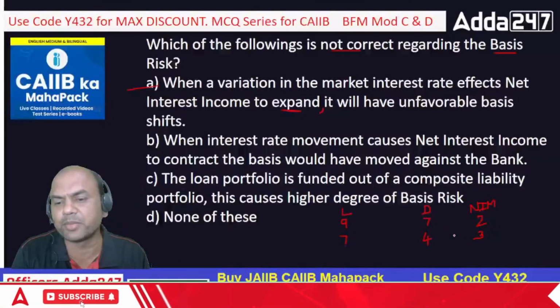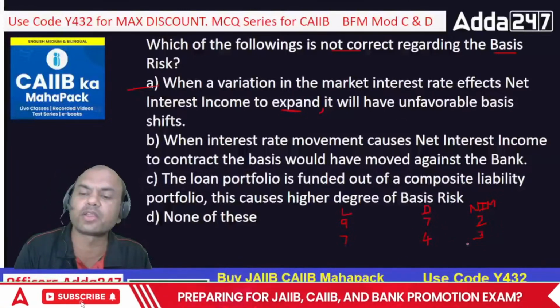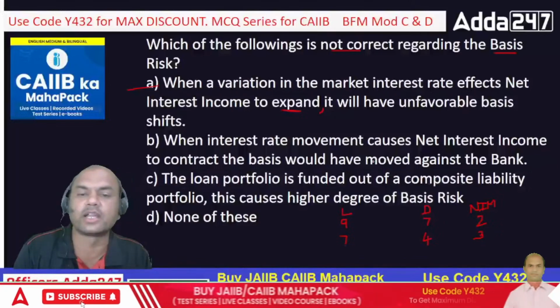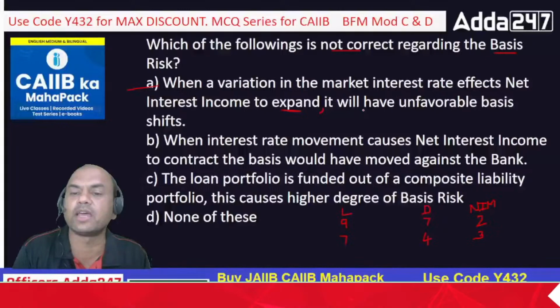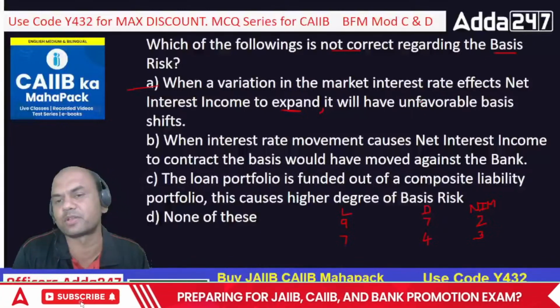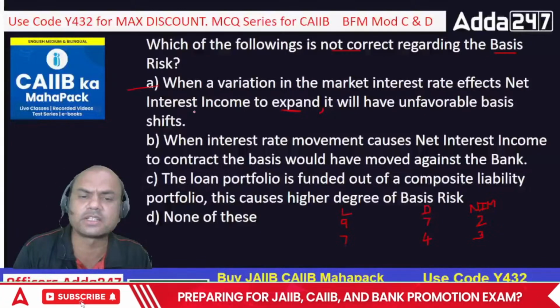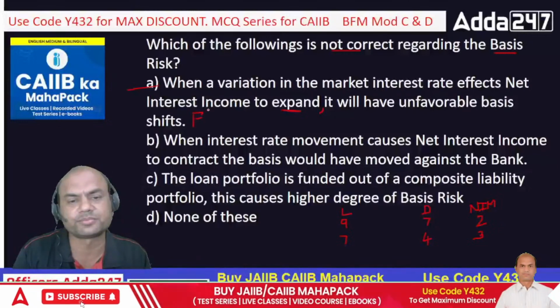Is it unfavorable for me? This is favorable because I am earning more. So that's why A is not correct for the basis risk, right? It will have a favorable shift. So this is false, and this is what I want, isn't it?